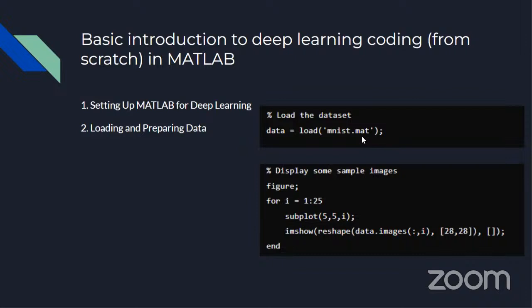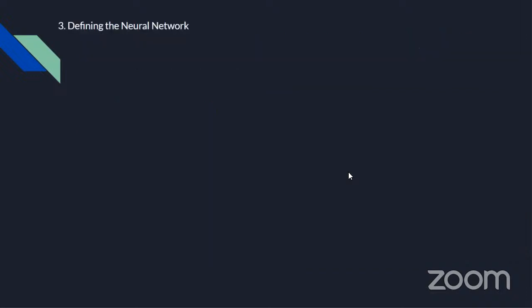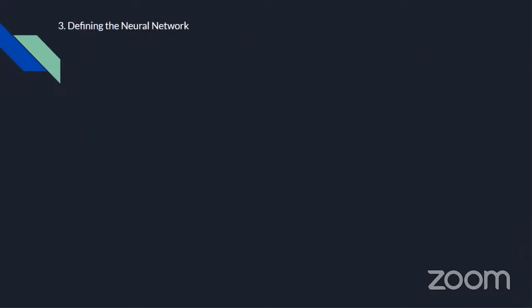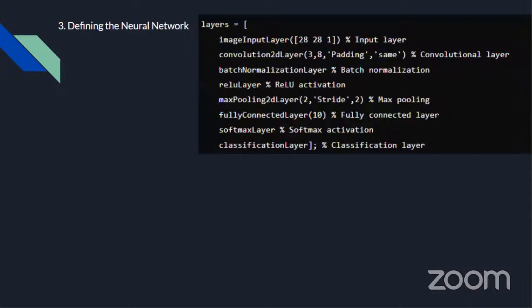If you want to display some of the features, you can use a for loop and it will start showing you the images, because these are 28 by 28 images. That is why we have reshaped the image to show it as 28 by 28. So the first step is actually loading and preparing the data. Second step is you need to define the neural network. This is how you define the neural network.